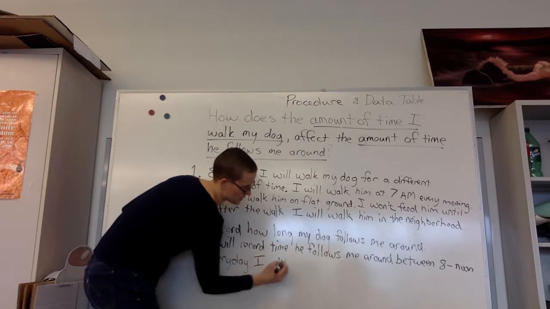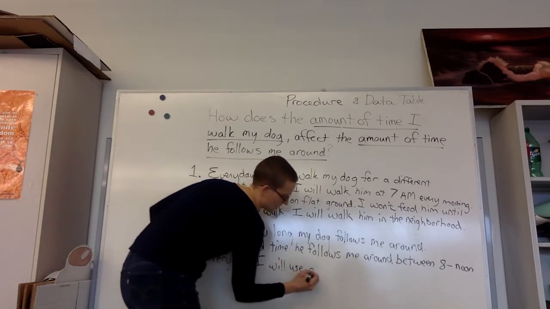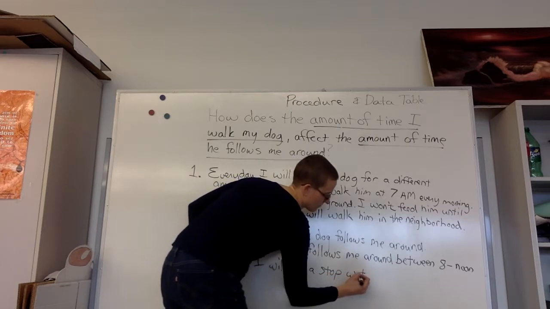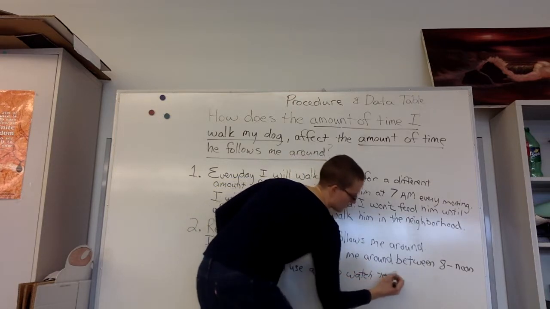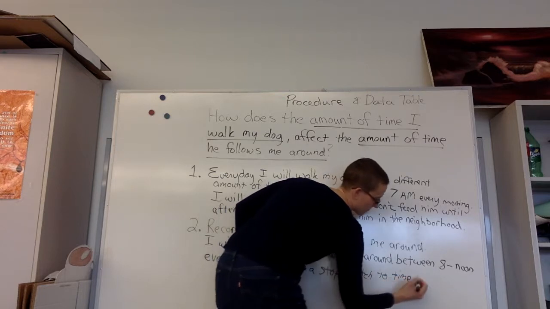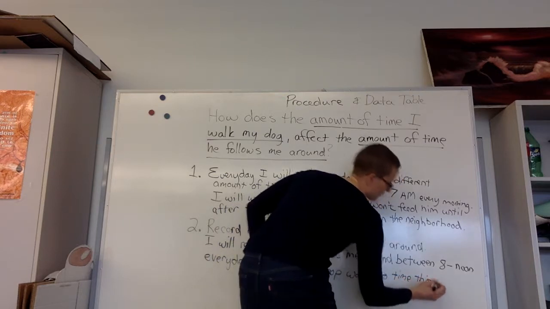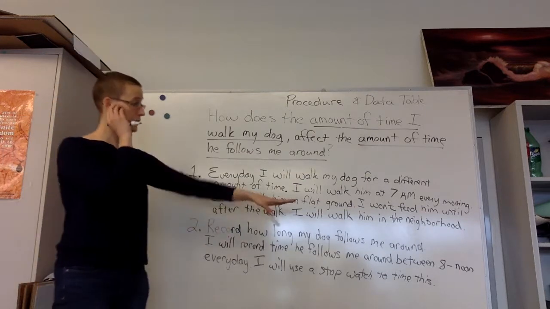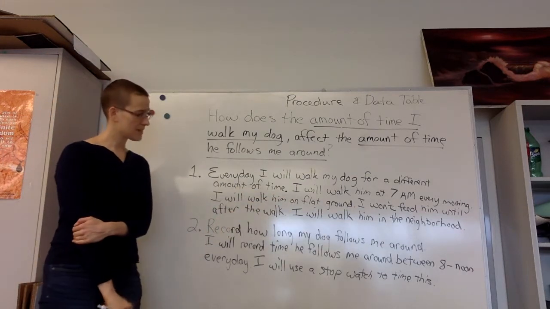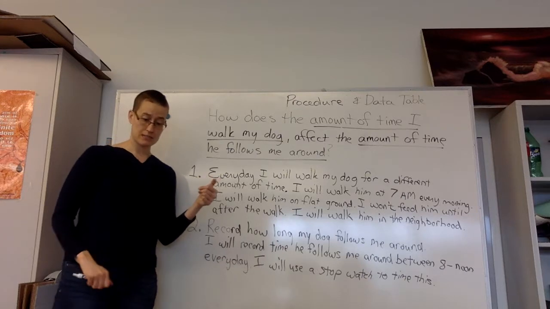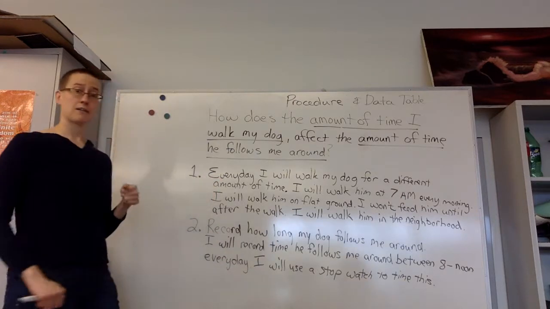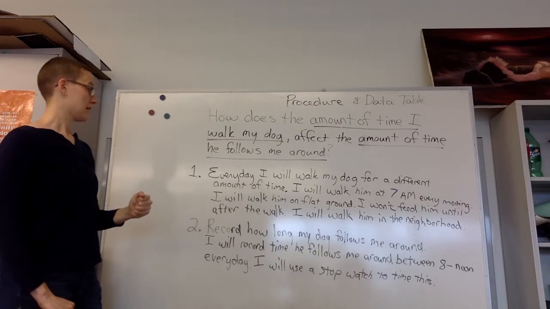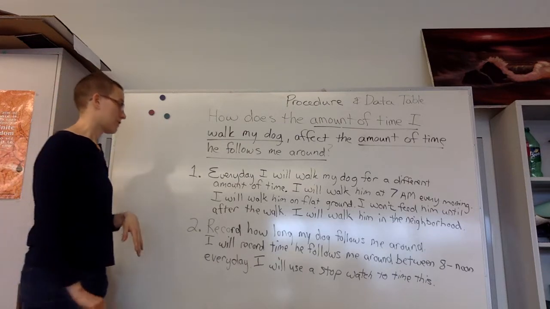I will use a stopwatch to time this. You may choose a different method, but I'm going to be looking at those couple hours of the day. I'm going to use a stopwatch, and I'll just keep adding on. So at the end of when it gets to be noon every day, I'm able to, at that point, record how long he follows me around.